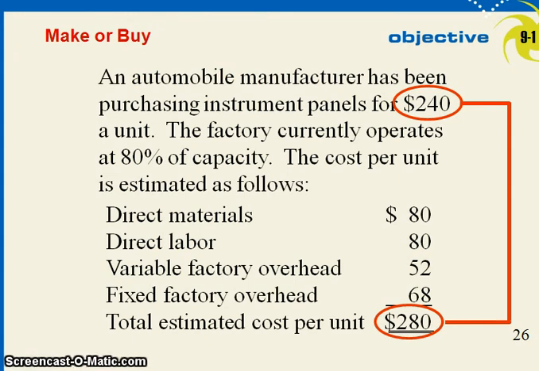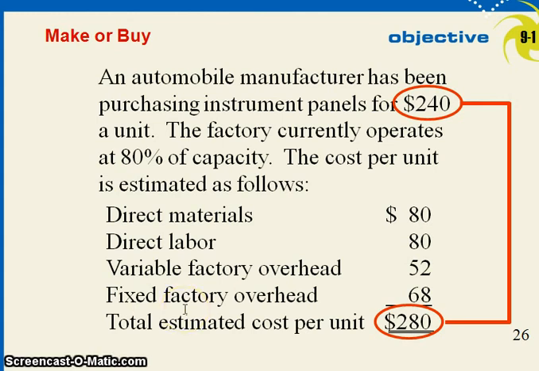Following right on the heels of that one, we can look at make or buy. So we're an automobile manufacturer, and we're trying to decide whether or not to buy instrument panels for $240 or try to make them ourselves. But the thing is making it ourselves traditionally costs us $280. But if you'll notice in here, we've got a fixed item in here. Fixed costs should not be considered in the cost of making the product, because regardless of whether you're making the product or not, you would still have those fixed costs.